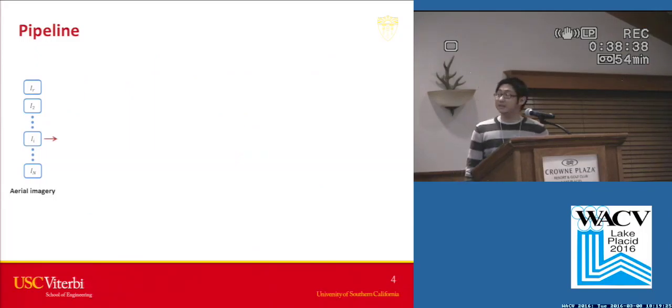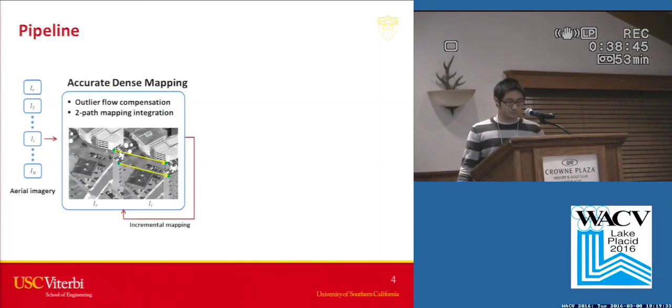This is our pipeline. Given an aerial imagery, we will use the first frame as a reference frame. And we want to find the accurate dense mapping that accounts for camera motion only between the first frame, which is the reference frame, and the current frame. This is done in two steps. First, we compensate the outlier flow from moving objects. And then we use a two-pass mapping integration strategy to reduce mapping errors.